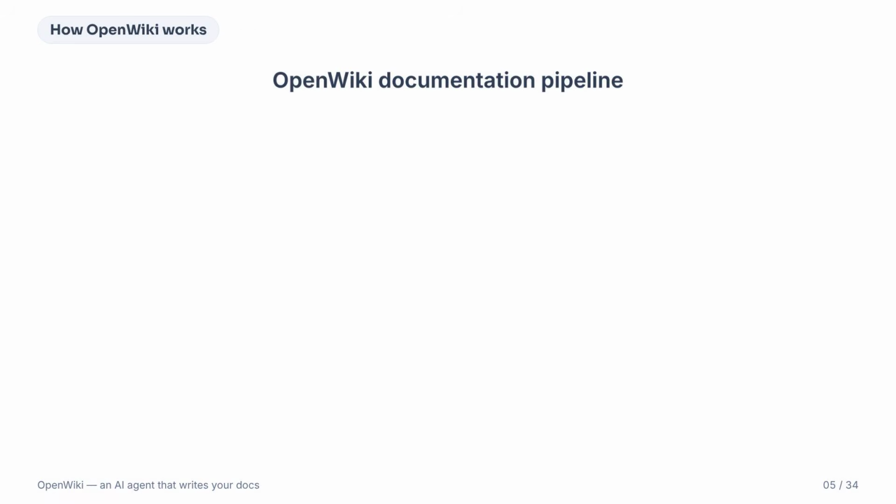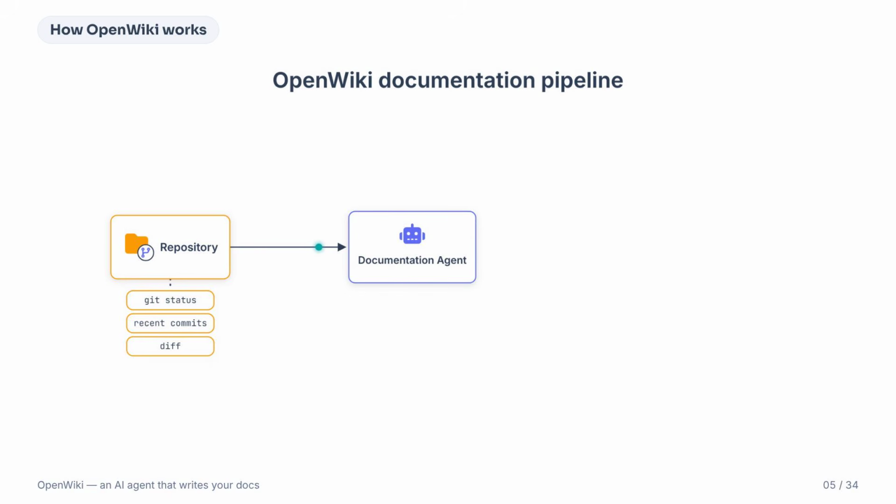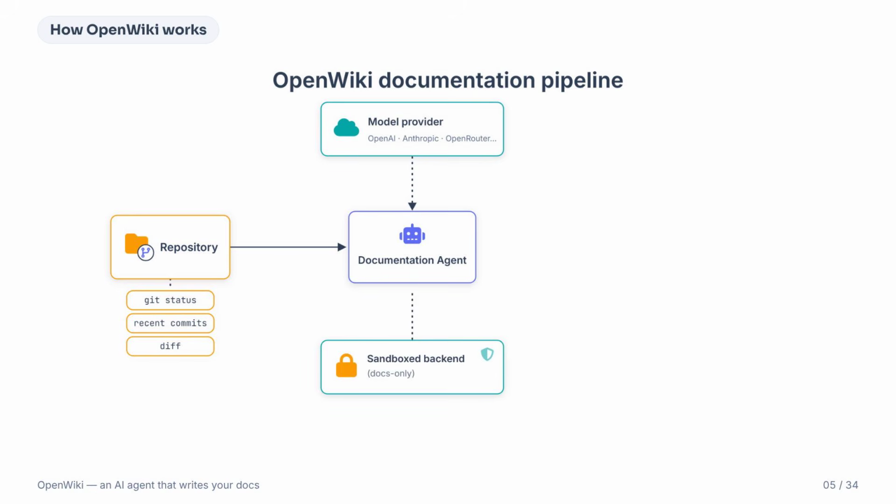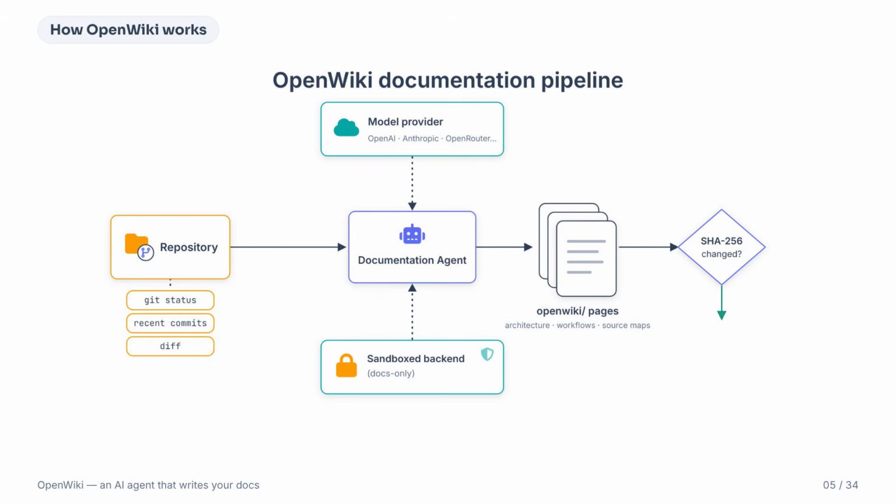Here's the whole pipeline in one picture. First, OpenWiki collects Git evidence from your repository, the status, recent commits, and what changed since the last run. Next, that context flows into the documentation agent, which runs on the model provider you choose. The agent then explores your code through a sandboxed backend and writes wiki pages, architecture notes, workflows, and source maps. Finally, a snapshot check makes sure metadata is only updated when the docs actually changed.